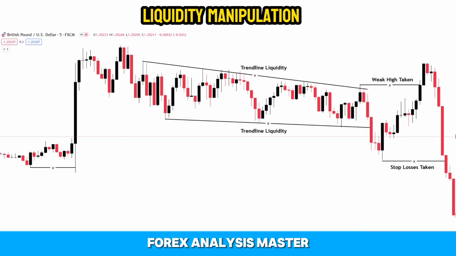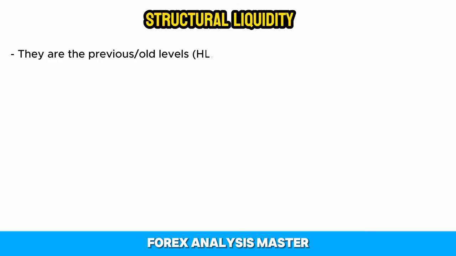Where would confident buyers place their stop losses? Often below the last major low, and the market moves into those levels like a magnet. The structural liquidity is the next type of liquidity we are going to cover. The structural liquidity are previous or old levels like higher lows, higher highs, lower lows, or supply and demand areas.